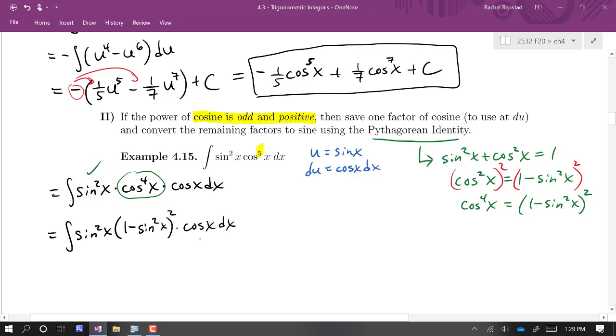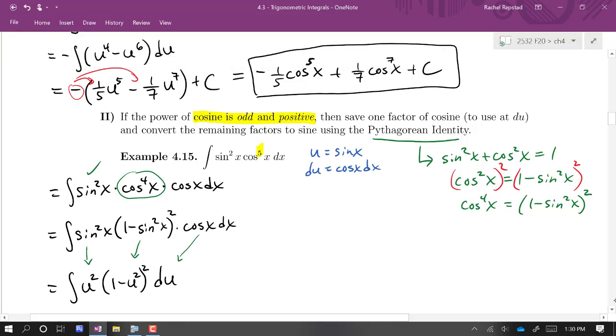So now I've got my cosine x dx at the end. There's my du. Everything else is written in terms of sines. So let's make our substitution. Sine squared is going to be u squared. So this looks like integral of u squared times (1 minus u squared) squared, so we're squaring those parentheses, times du. Everything is accounted for, right? Everything comes directly from the integral above.